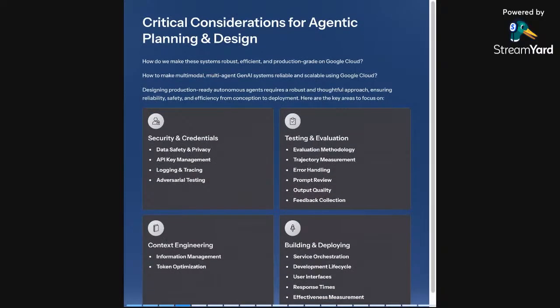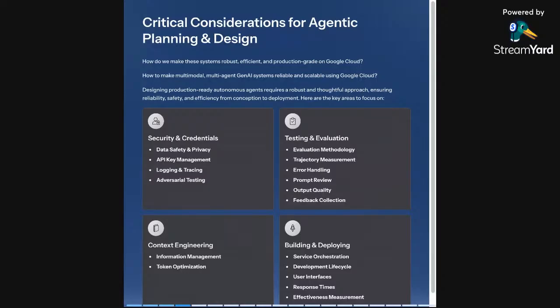The critical considerations for an agentic model while we plan and design are security and credentials. We have to take care of data safety and privacy, and what data we try to inject. Then logging and tracing methods, the testing method, and API key management. The testing and evaluation phase is all about error handling, the prompt review, the output quality of the prompts that we have generated, and the feedback collection, what comes out of the other end.